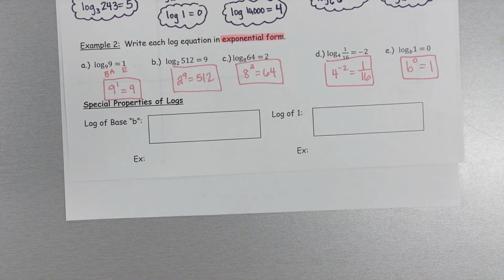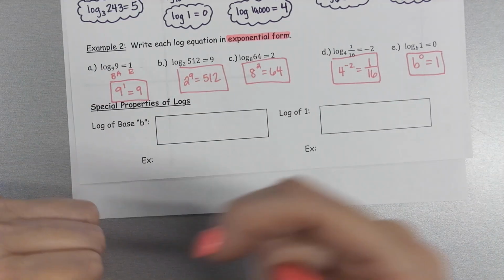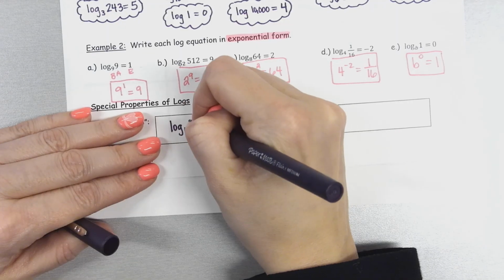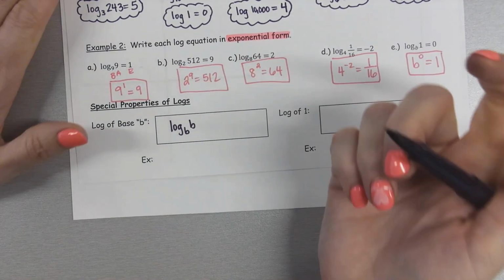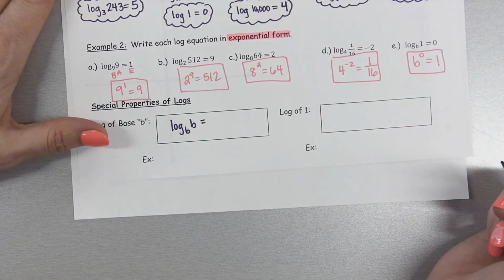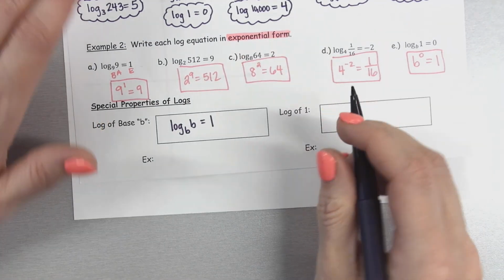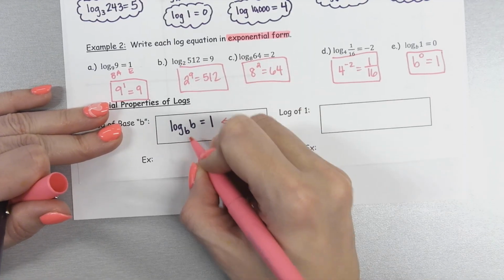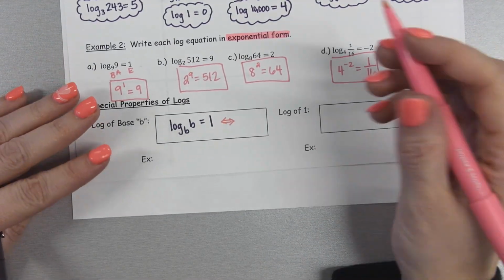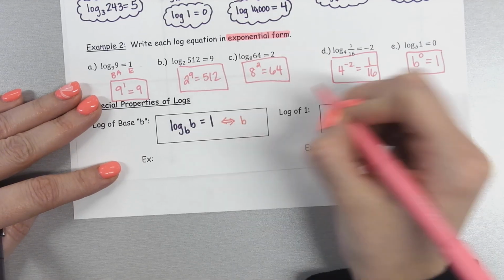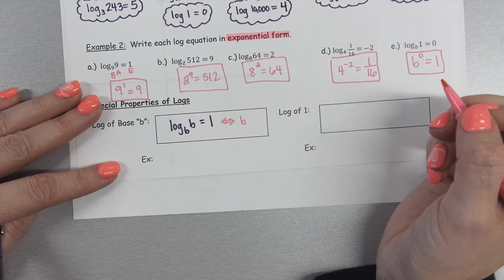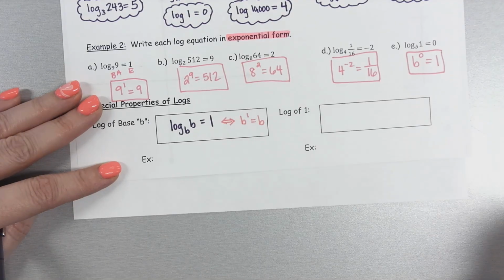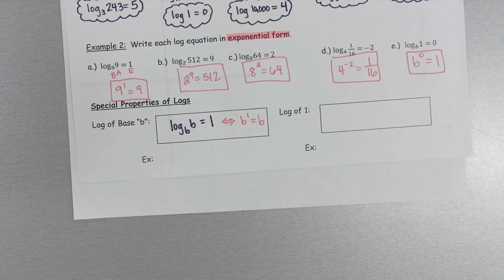Okay, now logs have special properties. These are based on the exponential form, so they're based on some things that we already know. If you have the log base b of b, that's always going to equal the same thing. Do you know what it is? Yep. Can you tell me why? Log base b of b is 1 because, let's rewrite this in exponential form. What would exponential form be? B to the 1 equals b. So b to the first is always going to be b.